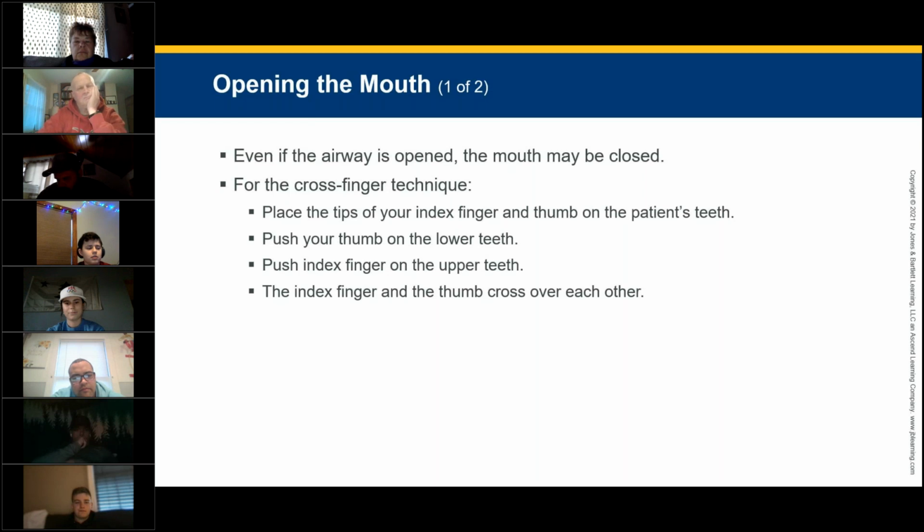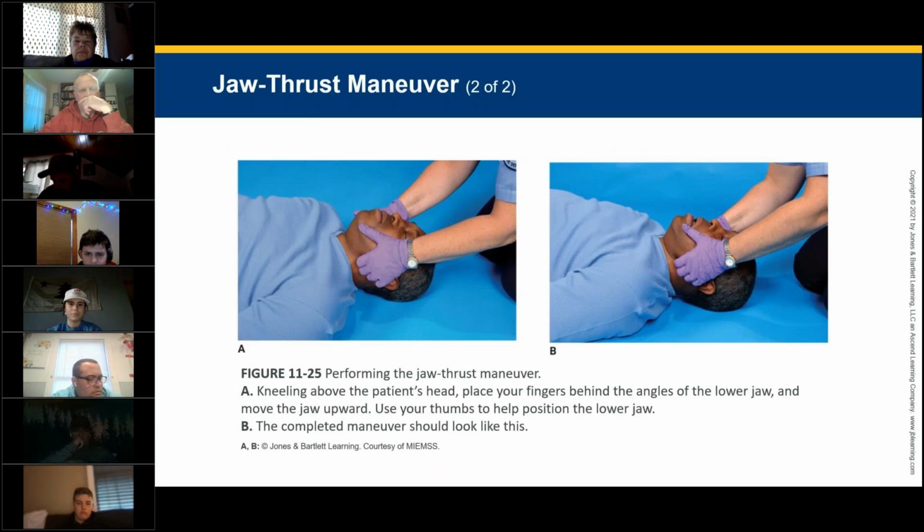Even if you've opened the airway, you may still need to open the mouth. To open the mouth, you're going to place the tips of your index finger and thumb on the patient's teeth. Open the mouth by pushing your thumb on the lower teeth and your index finger on the upper teeth. The pushing motion will cause the index finger and the thumb to cross over each other, which is why it's called the cross finger technique. So you've got a little demonstration of the jaw thrust maneuver here. Again, when we can actually demonstrate it in person, it's going to make a lot more sense to you.